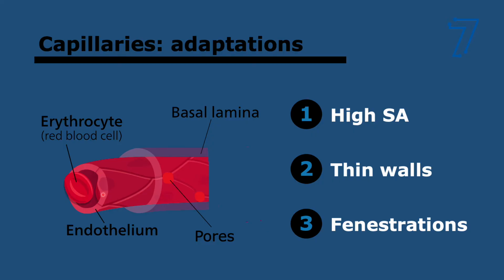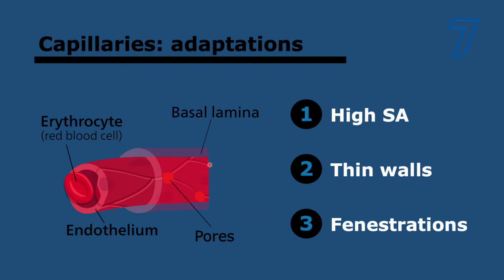Then also the capillary wall is super thin. It's actually one layer of cells, so super, super thin, helping diffusion happen inside and outside. They also have a basement membrane. Here it's termed the basal lamina, and this just acts as a filter of sorts.